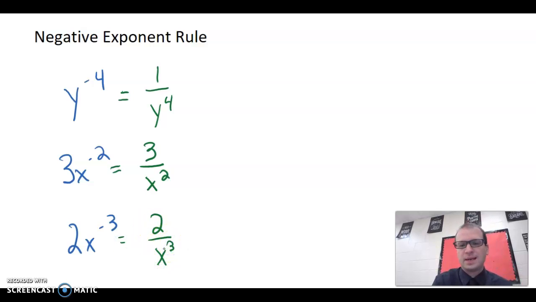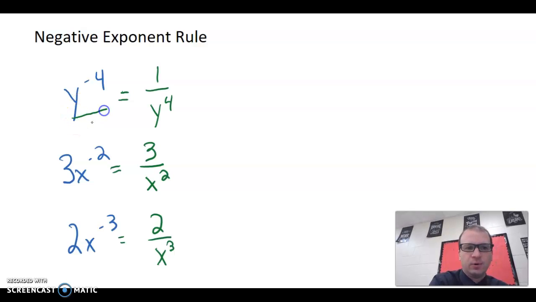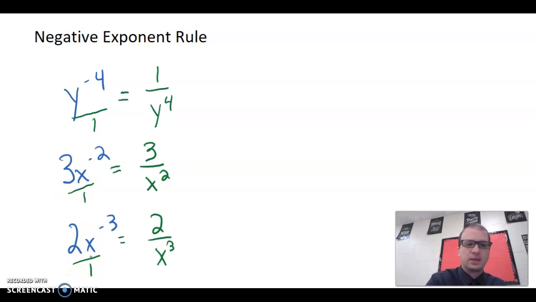So here's the main idea with the negative exponent rule. What it's going to do is allow us to move the part that has a negative exponent to the other part of the fraction. Technically, y to the negative fourth is y to the negative fourth over 1. 3x to the negative 2 is 3x to the negative 2 over 1, and so on. Using the negative exponent rule to make it positive, we move it down to the other part of the fraction.